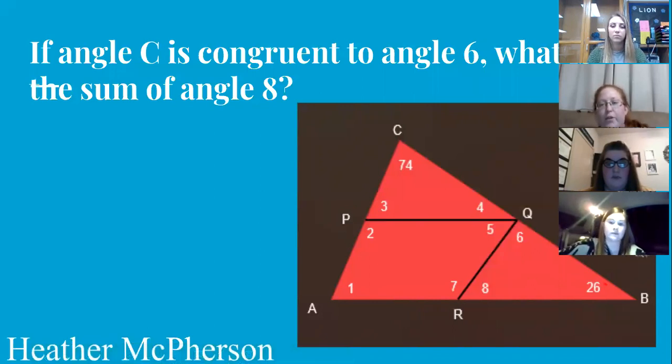So what does congruent mean? Congruent means equal to, which means that angle 6 is going to be equal to angle C, which is 74 degrees. So now that we have two of the three angles, we can take 180 degrees and subtract the 74 degrees, which is your angle 6, and the 26 degrees, which is your angle B. So this will make angle 8 equal to 80 degrees, because when you add them together, again, you're going to have to get 180 degrees.